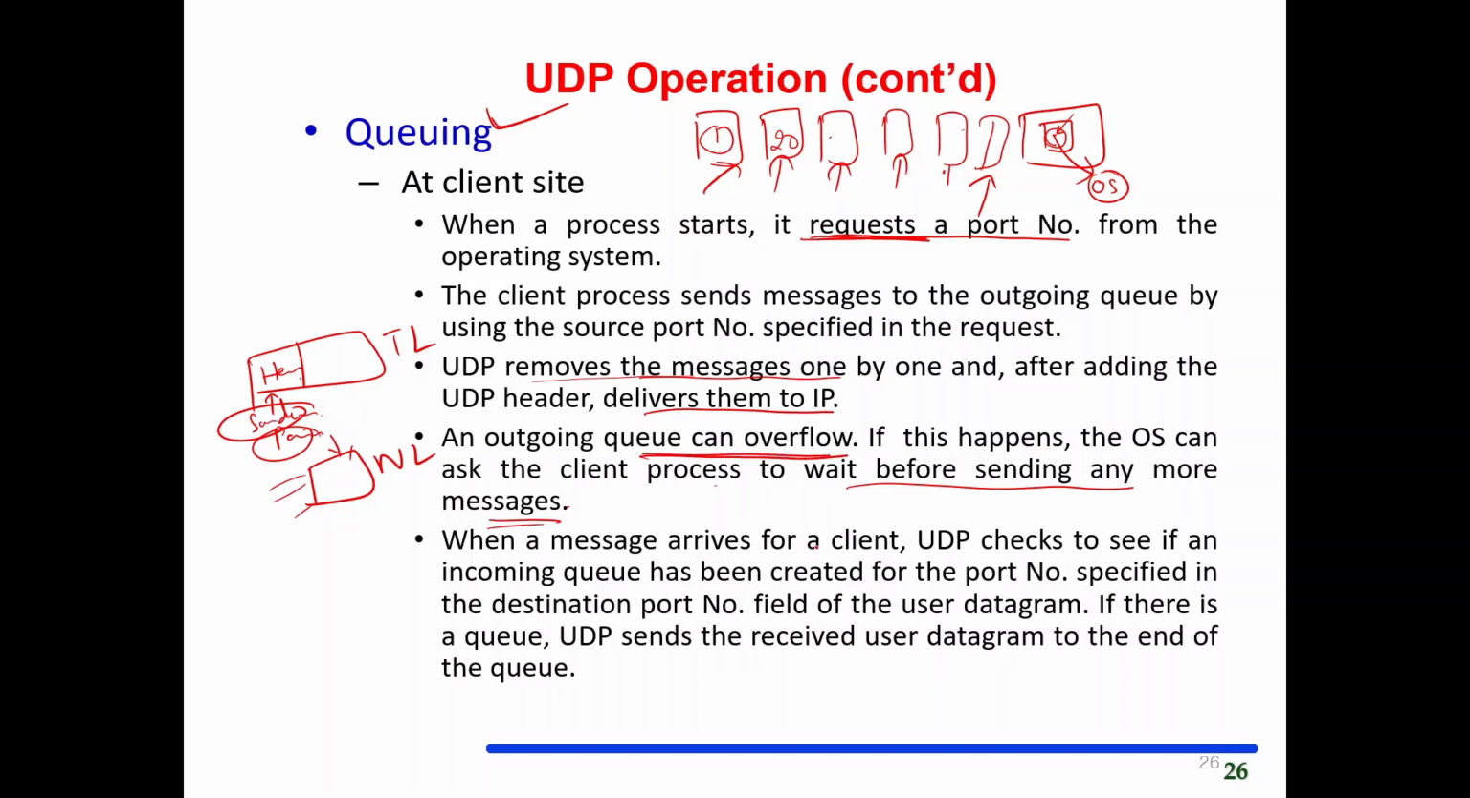When a message arrives for a client, you can see, you have requested port number 20, and you may think that some application or some process will have it.